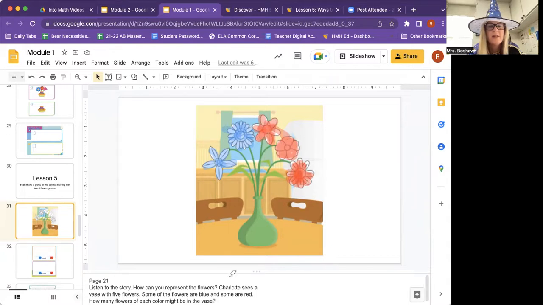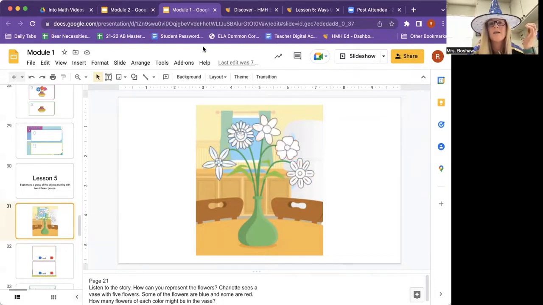All right. Now I did three red, right? Let's count. 1, 2, 3 red and 1, 2 blue. Let's count them all together. 1, 2, 3, 4, 5. 5 flowers. I have 2 blue and 3 red. Was this the only way to do it? Because it said some blue and some red.